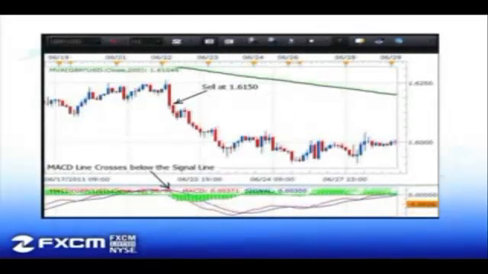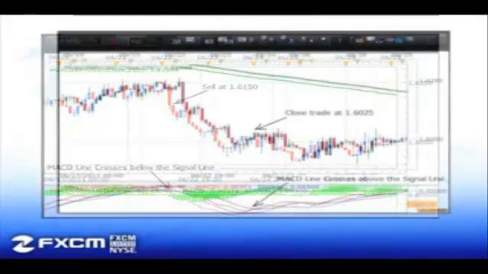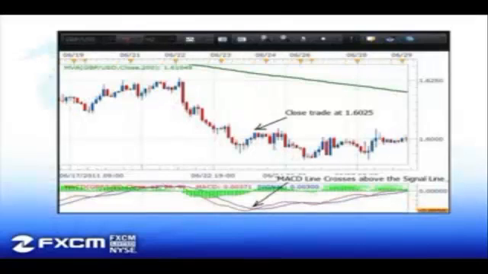So we would enter at that point right there, which happened to be 1.6150. My stop would have been up here. And then we would get out of the trade when the MACD line crosses over the signal line in the opposite direction, showing that bearish momentum is no longer in favor, and now momentum has changed to the upside. And in essence, that's the 2-hour MACD crossover.